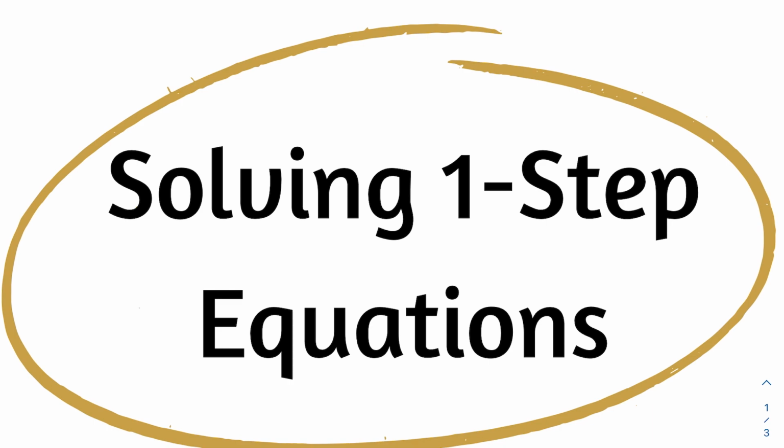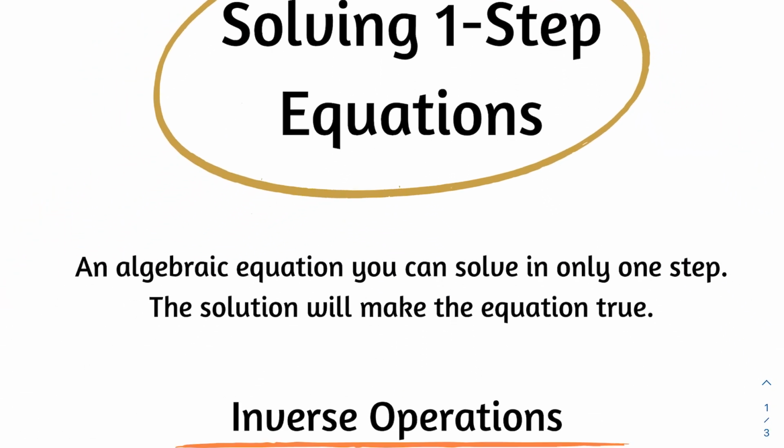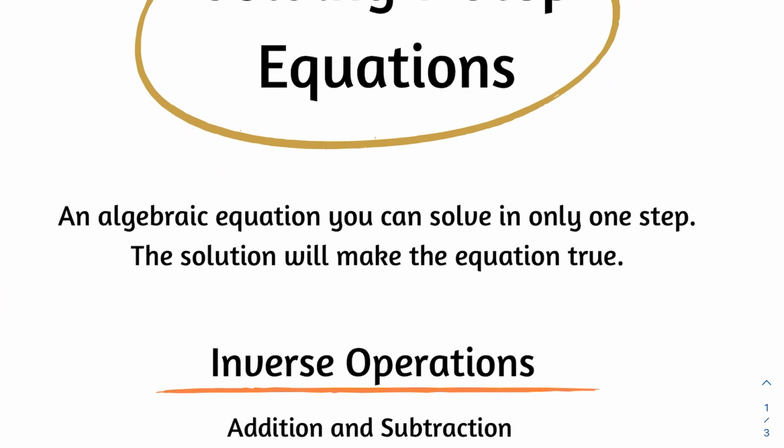So let's get started. A one-step equation is just an algebraic equation that we are going to solve using only one step. And the solution you get will make the equation true. So if we were to substitute our answer back into the original equation, we would get a true statement, meaning the left side of my equation will equal the right side.